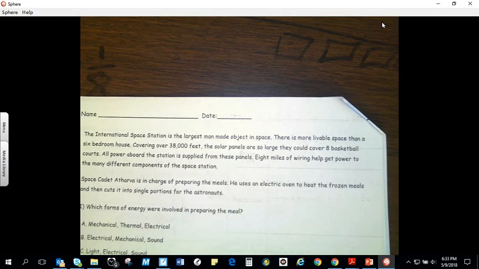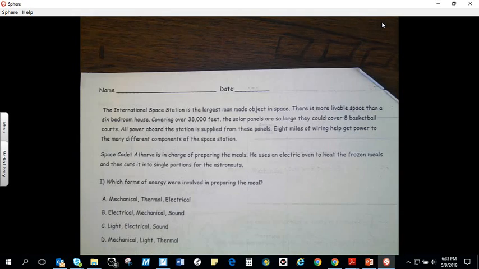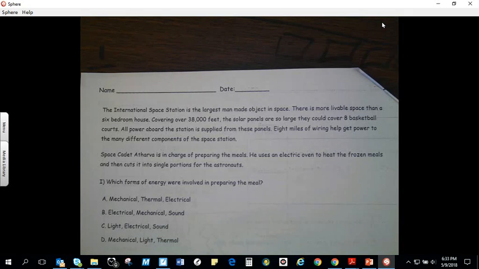The International Space Station is the largest man-made object in space. There is more livable space than a six-bedroom house, covering over 38,000 feet. The solar panels are so large they could cover 8 basketball courts. All power aboard the station is supplied from these panels. 8 miles of wiring help get power to many different components of the space station.